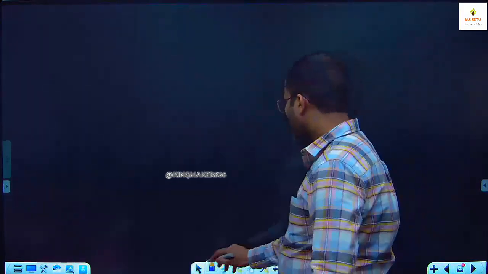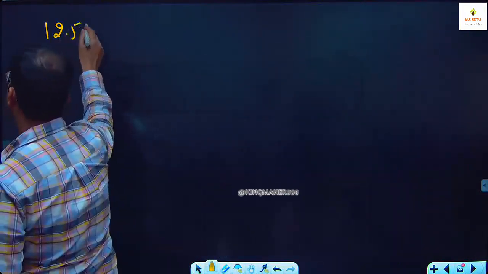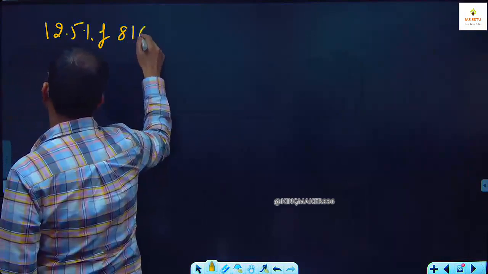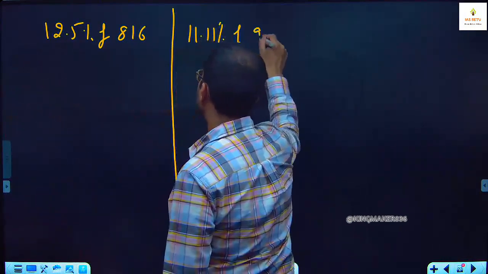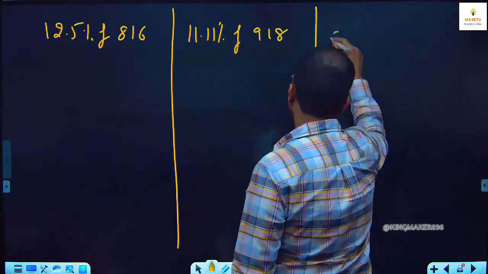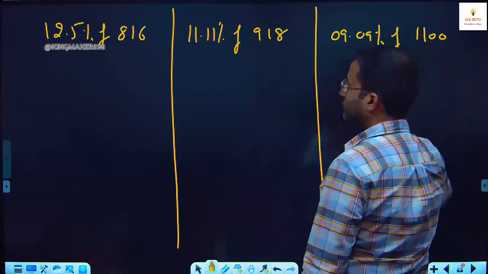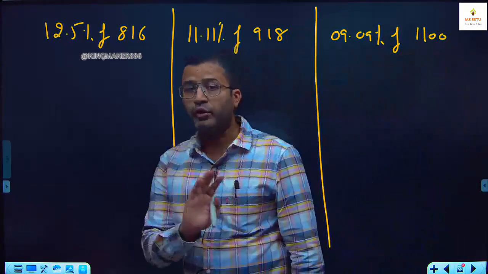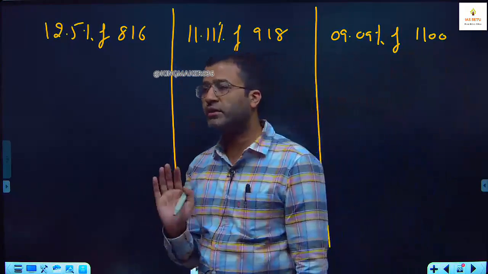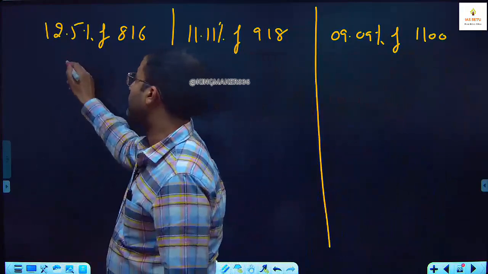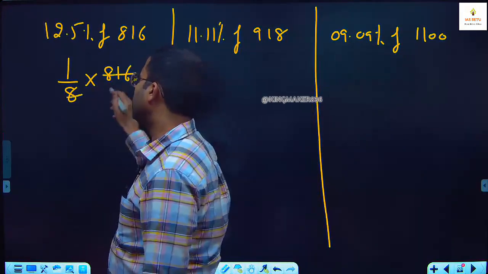Now here, let us solve these three calculations. 12.5% of 816, 11.11% of 918, 09.09% of 1100. I'm not looking for your multiplication speed. I just want to check whether you have remembered the fraction table or not. It is 1 by 8. 816, it is 100.